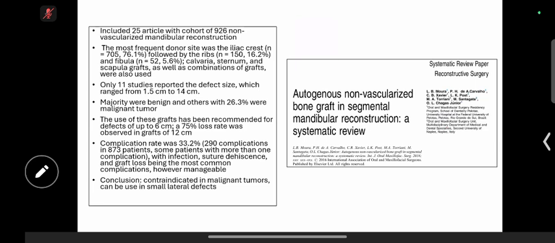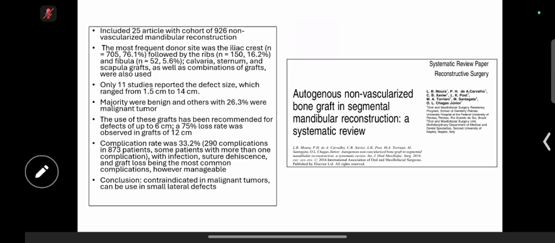Only 11 studies reported the defect size, which ranged from 1.5 centimeters to 14 centimeters. The majority were benign, and 26% were malignant tumors. The use of these grafts has been recommended for defects of up to 6 centimeters. A 75% loss rate was observed in grafts of 12 centimeters.